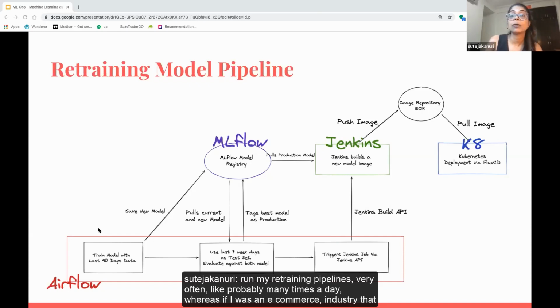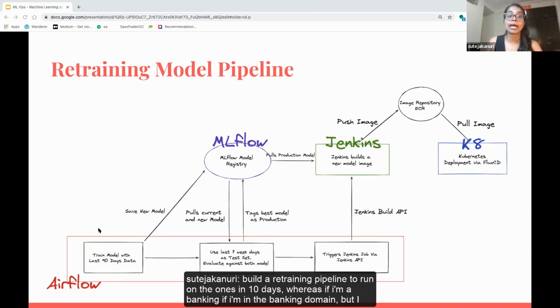Whereas if I was in the e-commerce industry, where I know that the products change only once a week and inventory is probably coming only once in 10 days, I would build a retraining pipeline to run only once in 10 days. Whereas if I'm in the banking domain, where I know that none of my products are going to change for a long time, maybe I don't need to retrain the model for 6 months.